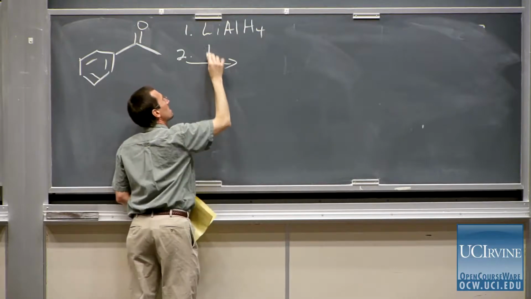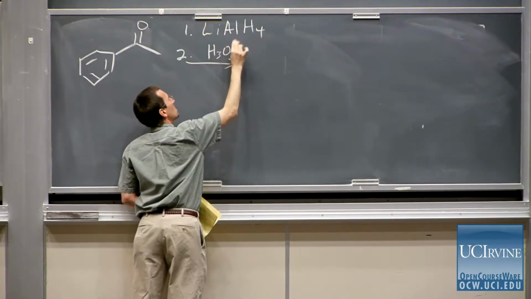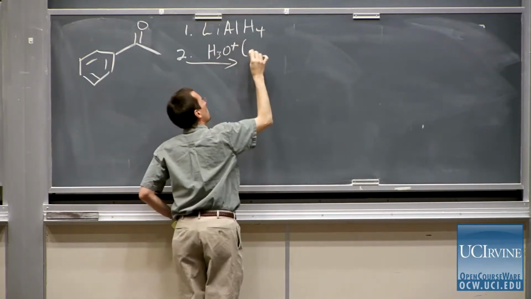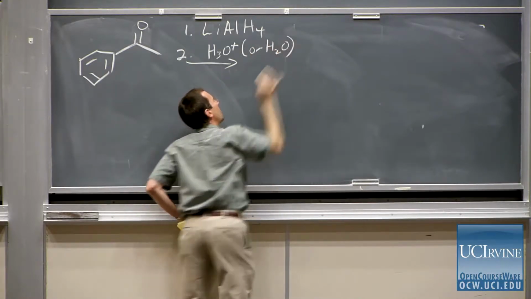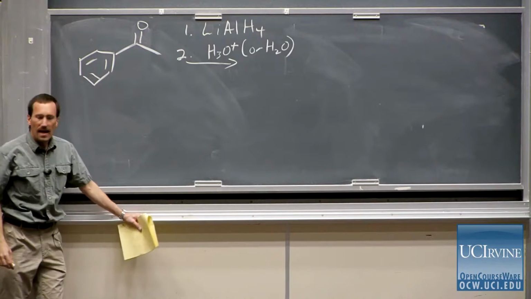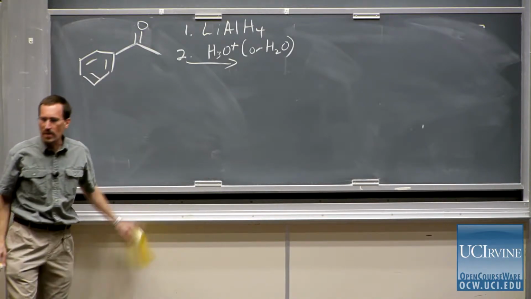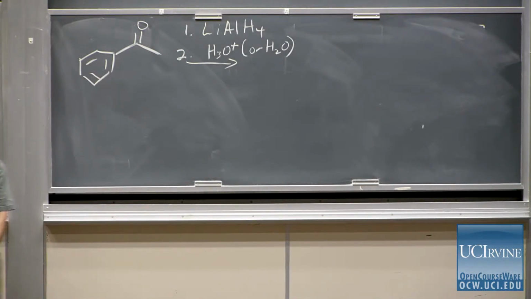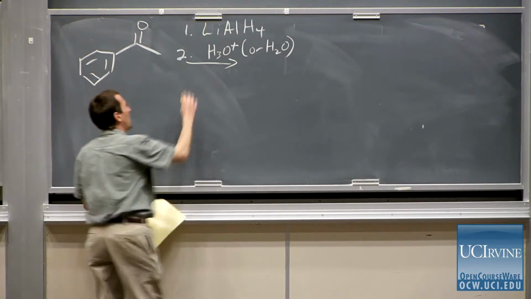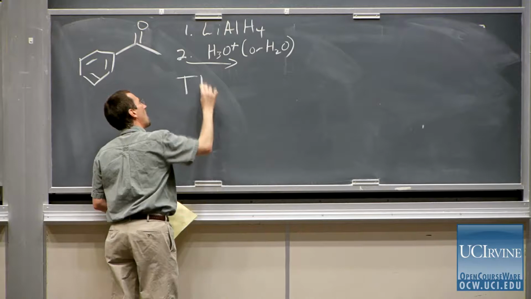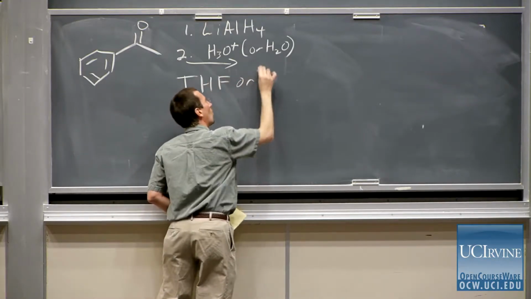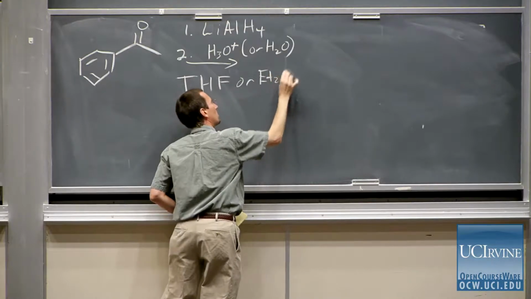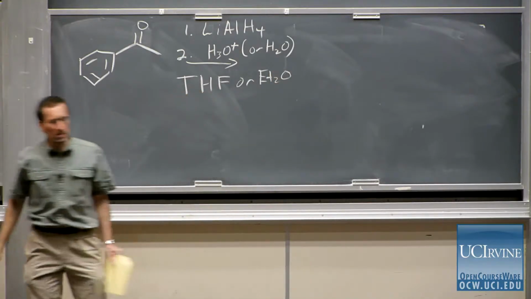And I'll write in the step H3O+, or your textbook writes H2O, and I'll tell you about that in just a second. And then I'll probably also indicate the solvent that I would use to carry out this reaction. And typically I would carry out the lithium aluminum hydride reduction reaction in THF or in diethyl ether. So this constitutes a little recipe.